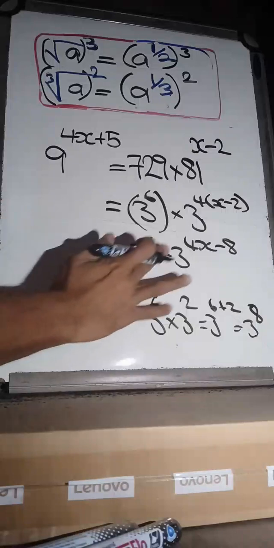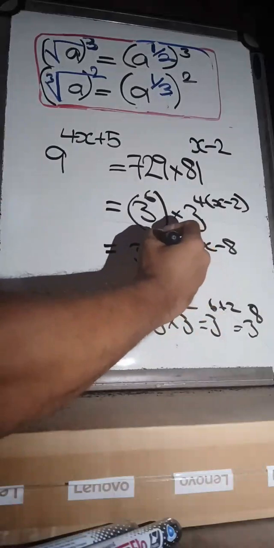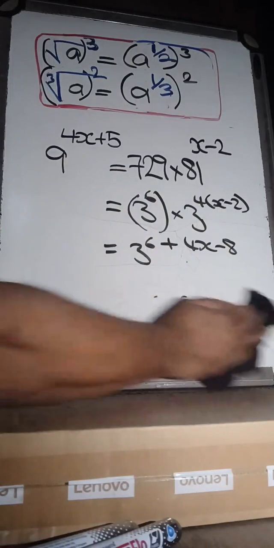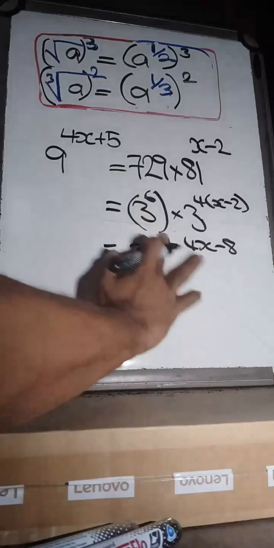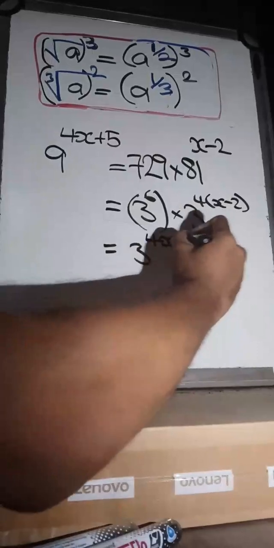So if I were to remove this and do this, that is exactly what would be taking place, right? Now 6 minus 8 is minus 2. Therefore, when we're done with this, we'll end up with 3 raised to the 4x minus 2. Alright, so we're done with the right side.